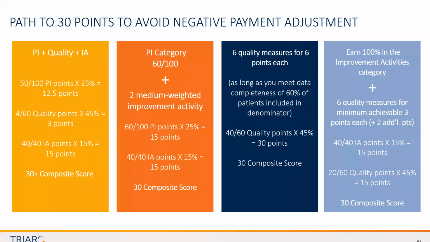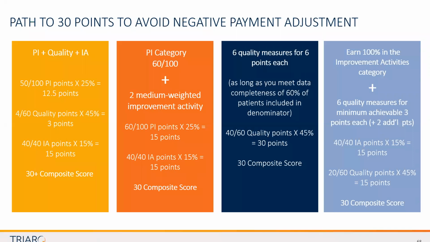The road to 30. I always like to try to break this down for you guys. My goal is to avoid the negative payment adjustment. How am I going to do that? Well, I can get 50 points in the PI category, report 4 quality measures, and knock it out of the park for the improvement activities, because those are easy.